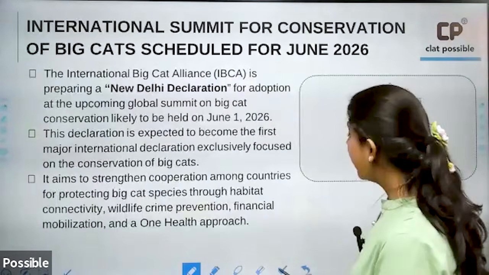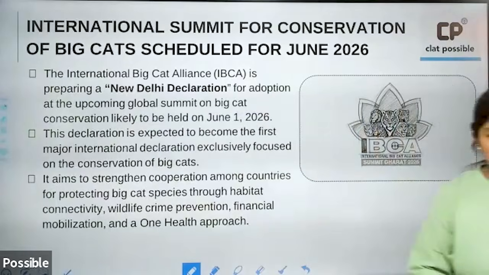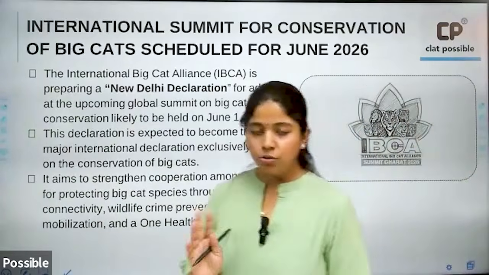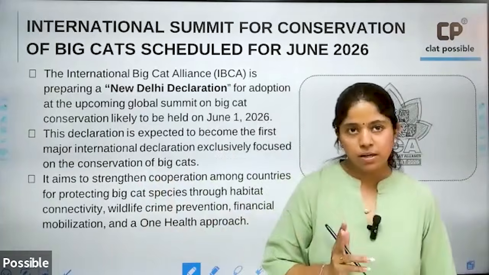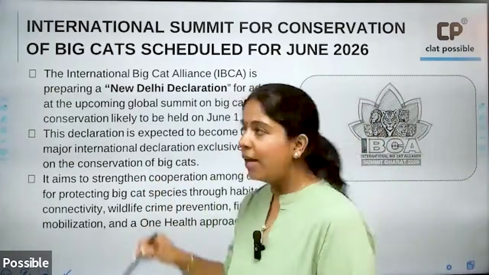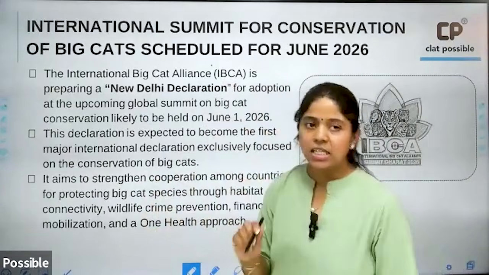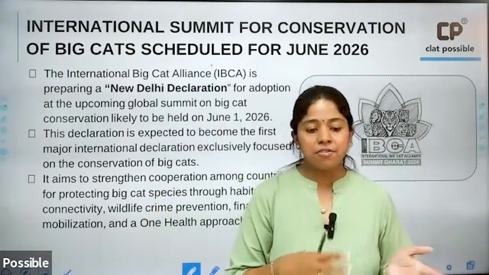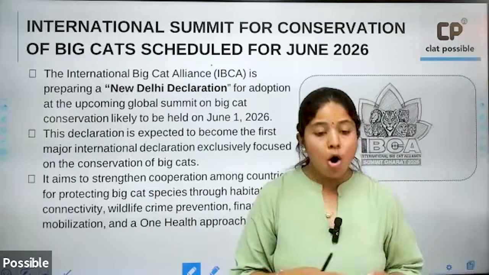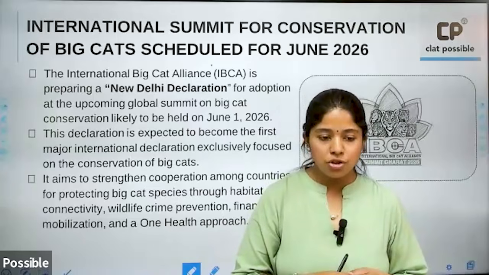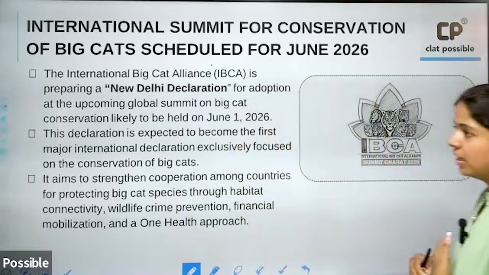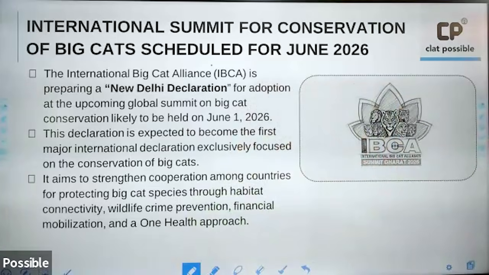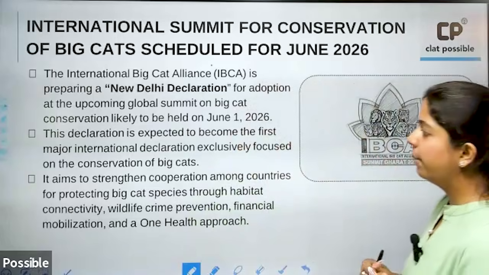Okay. Then this year we will be hosting the IBCA summit in June 2026. The announcement for this was made in the budget itself. What is IBCA? IBCA stands for International Big Cat Alliance, which was proposed by our Prime Minister in 2023, marking the 50-year anniversary of Project Tiger, which was launched in 1973. And recently we had a 26th country joining IBCA just 2 days back. You will tell me which is the 26th country to join IBCA now.